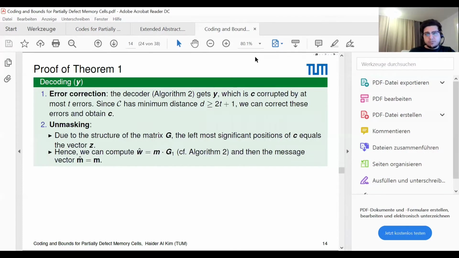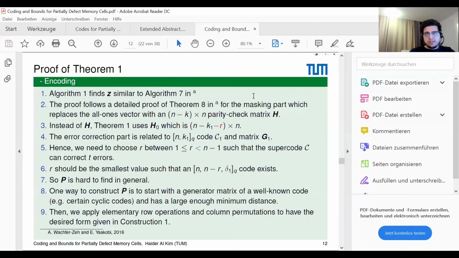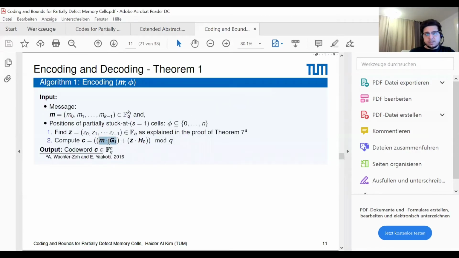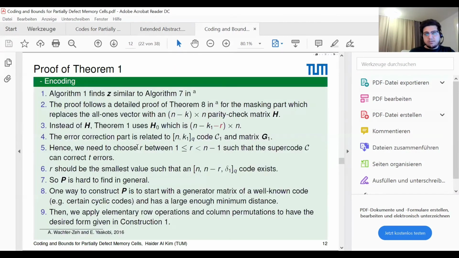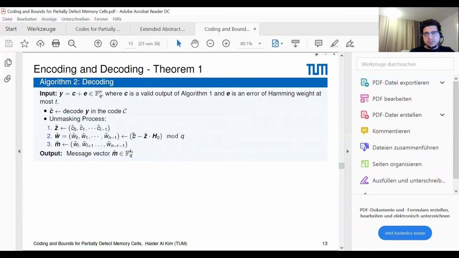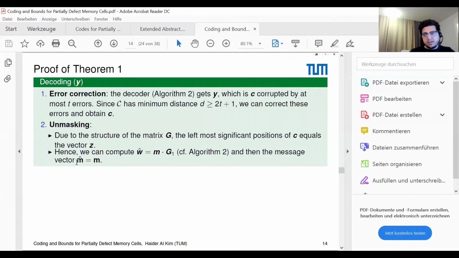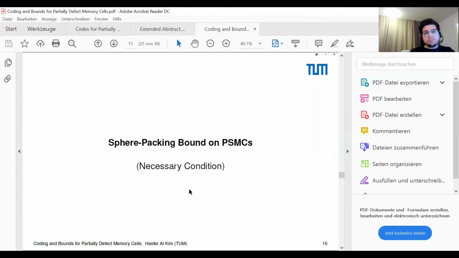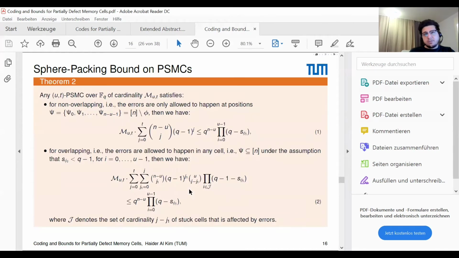If we go back to algorithm 2 here in the encoding process, as you can see, C minus this part, we have M multiplied by G1, which is omega hat, and then we can retain M. Now we have a sphere-packing bound on PCMC. This is a condition. This is the statement of the theorem.